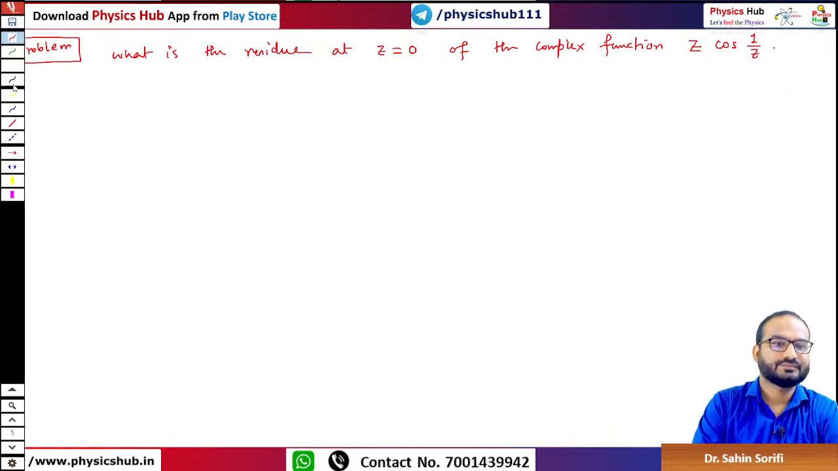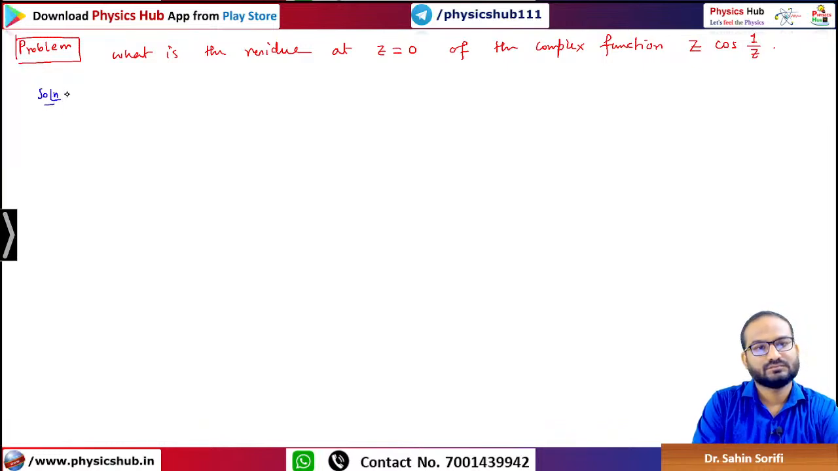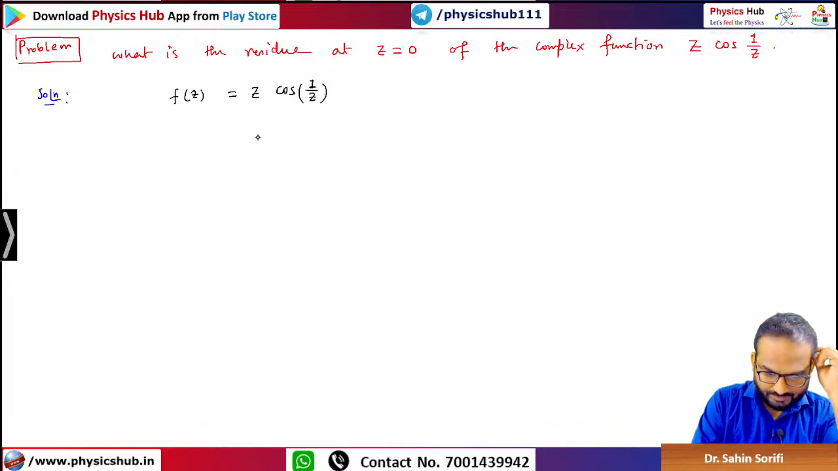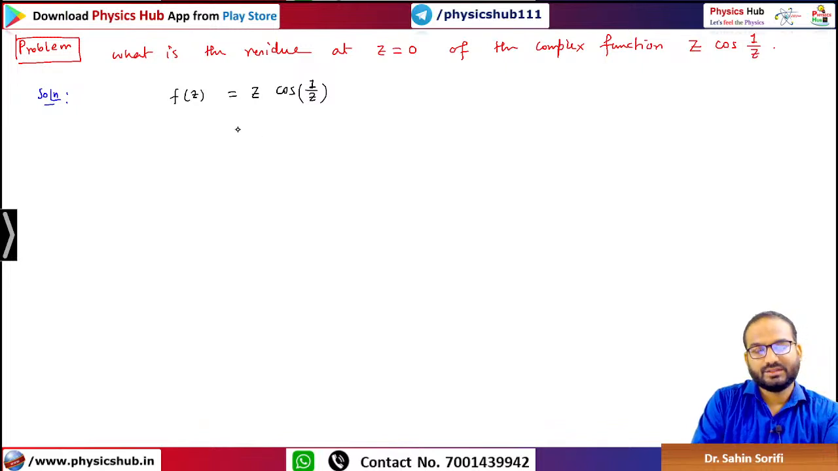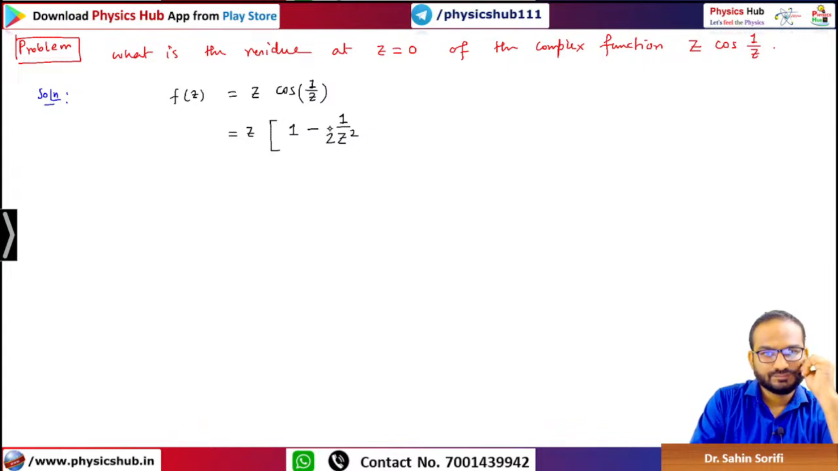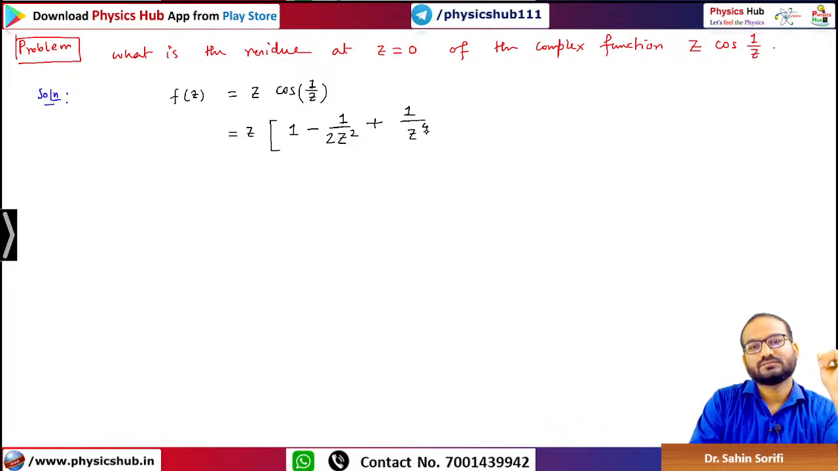Let's check. What about others? f of z is z cos 1 by z. Ajay, Harry, Tamiz, Murli, what are you getting, guys? We can expand cos x as 1 minus x square by 2 factorial plus x to the power 4 by 4 factorial and so on.